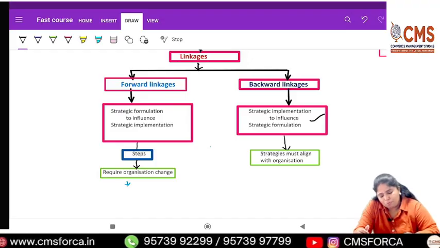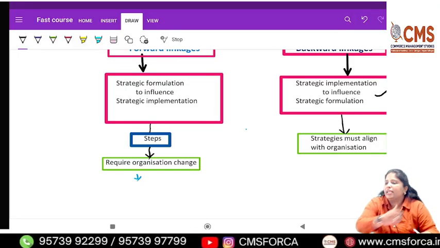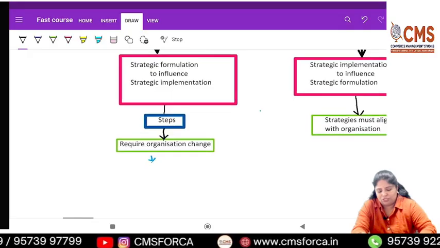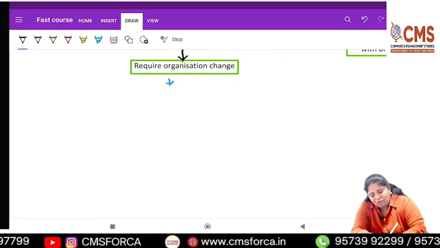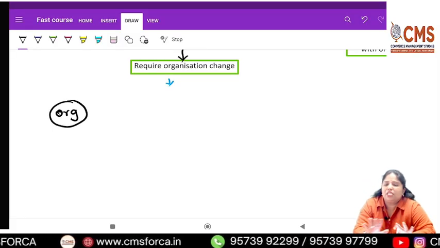Let's get to more details on this. So, how do forward linkages work between formulation and implementation? Now when any organization, I'll keep things very simple.